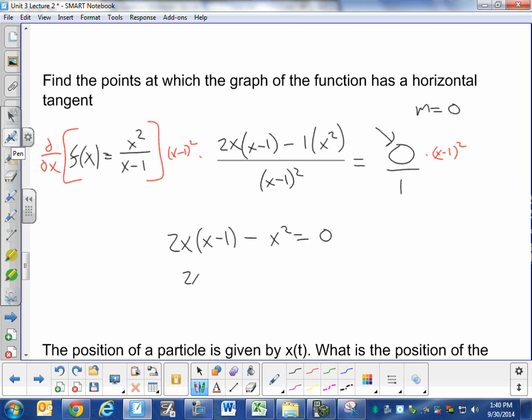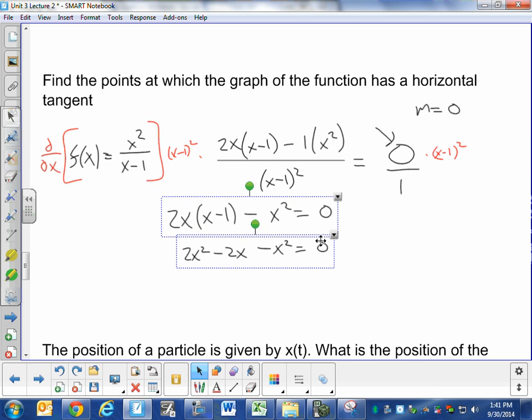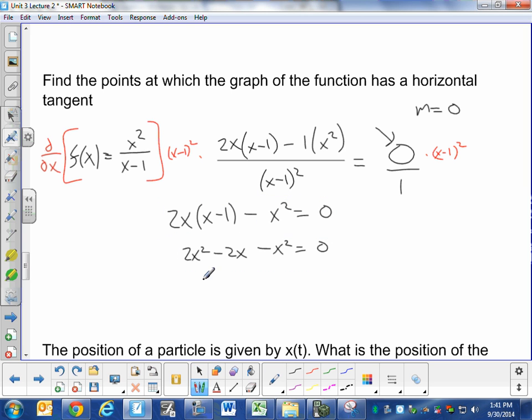So this is 2x squared minus 2x minus an x squared, which is equal to 0. Can combine my like terms. I'll get x squared minus 2x equals 0. I can factor out an x, giving me my two solutions at 0 and 2. At the x coordinates 0 and 2, I will have a tangent slope that's equal to 0. Both of those will not make the denominator equal to 0, so I'm good.